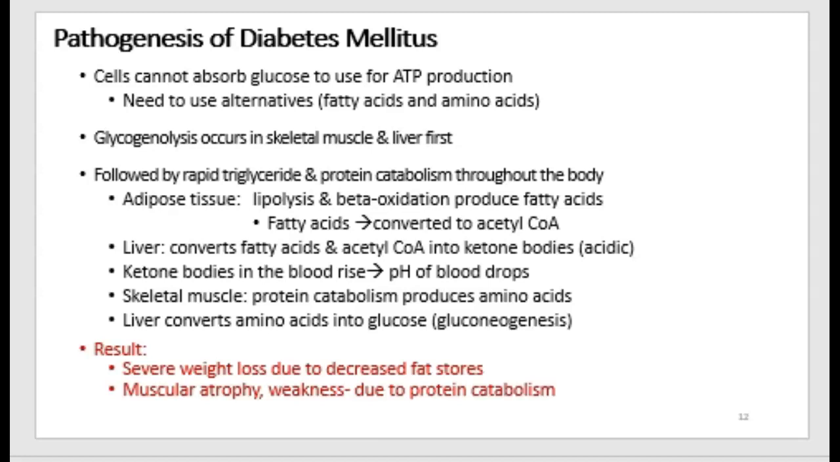Now, when protein is broken down or protein catabolism occurs, this will result in the production of amino acids, of course, because that's what proteins are made up of. But the liver takes these amino acids and uselessly converts them to glucose. But the cells can't use the glucose. So even though there's plenty of glucose around, you'll still see severe weight loss, and on top of that, you're going to see muscle atrophy because the body is trying to use our protein stores as an alternate energy source.